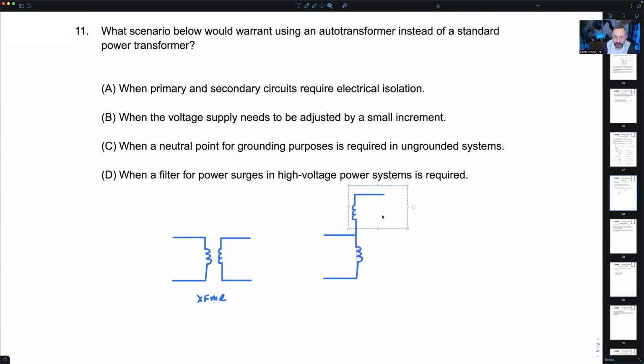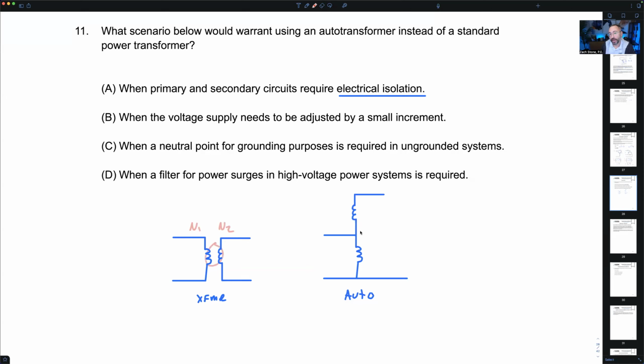Here's my nice and quick auto transformer. What's electrical isolation? Which one of these two has electrical isolation? Which one doesn't? Yeah, Wayne said there's a gap here. There's no physical connection on a standard transformer between the primary N1 winding and the secondary N2 winding. There's an air gap. This is what we call electrical isolation.